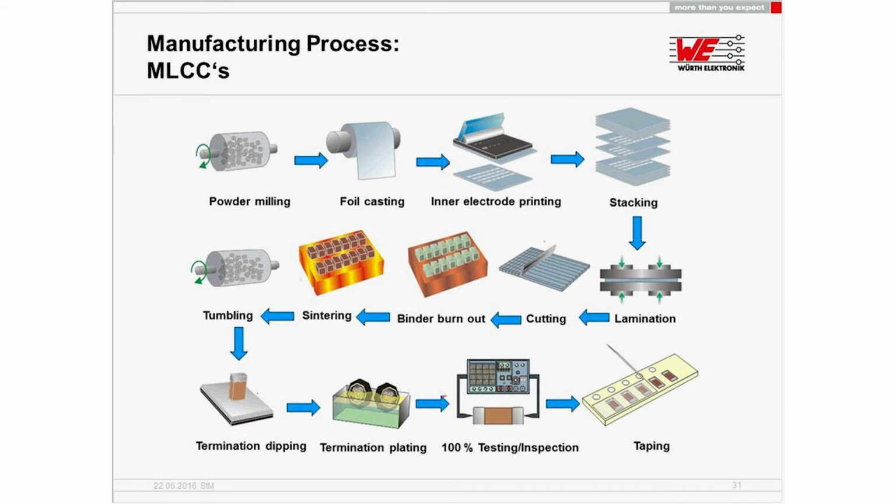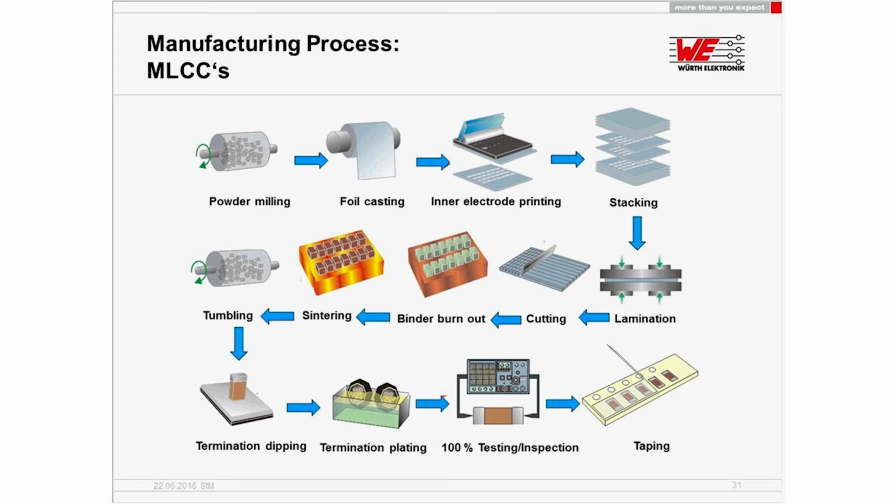Afterwards, you burn out the binding material, go for sintering of the ceramic, and afterwards do a tumbling to get the connection areas for the terminal connection, to prepare this for the termination dipping, because in the first stage you have to apply a dipping procedure because you cannot directly plate on the ceramic body.